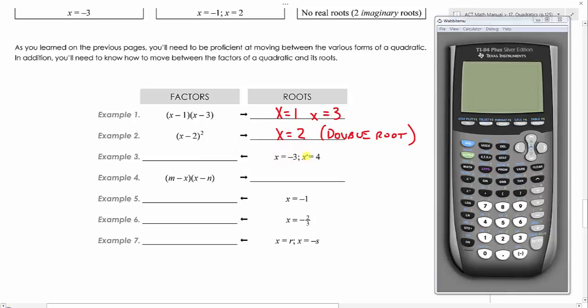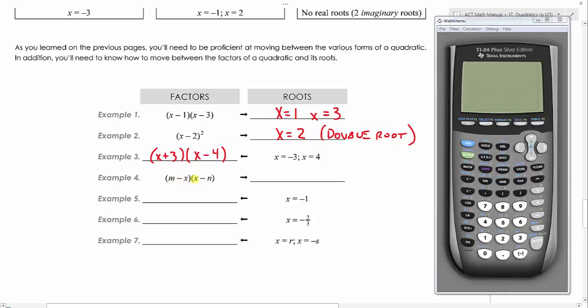These guys here, so now we're going the opposite direction. We're going from roots back to factors, and we sort of did this before. So if we know that -3 is one of our zeros or one of our roots, that means we had a factor of x plus 3. And if we know that 4 is one of our zeros or roots, that means we had a factor of x minus 4. This is purely algebraic in nature.